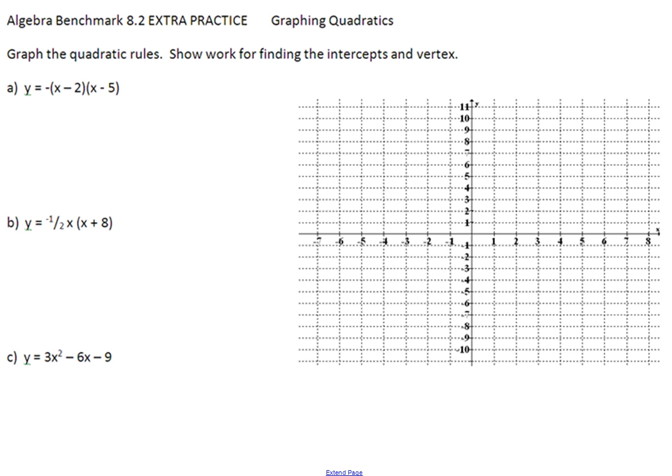Algebra benchmark 8-2, graphing quadratics. First problem is set up nicely for us so we can find the zeros, or the x-intercepts. We have them at 2 and at positive 5. That will make the height, if I make this y, 0. So in other words, an xy table: if I want my y value to be 0 to get the intercepts, I could do this. So at (2, 0) and (5, 0) are my x-intercepts.